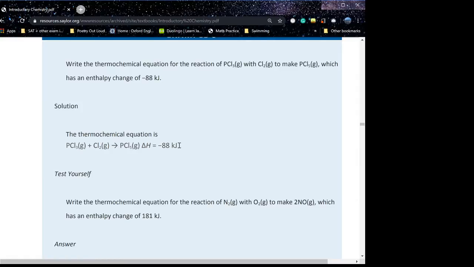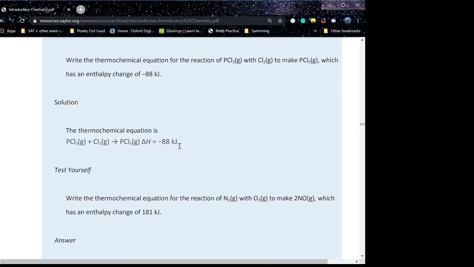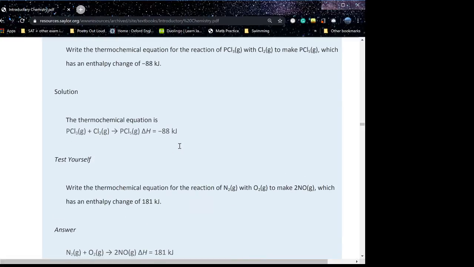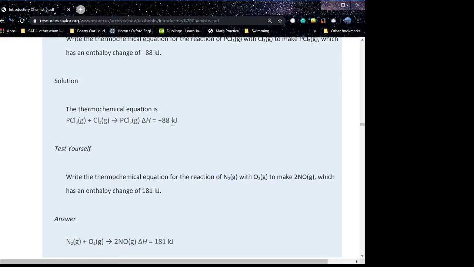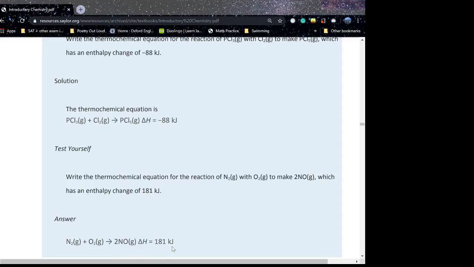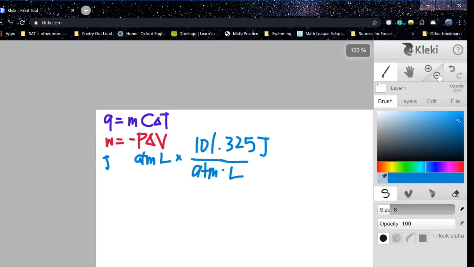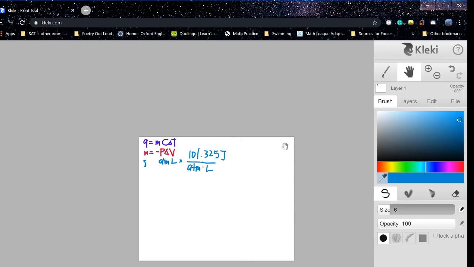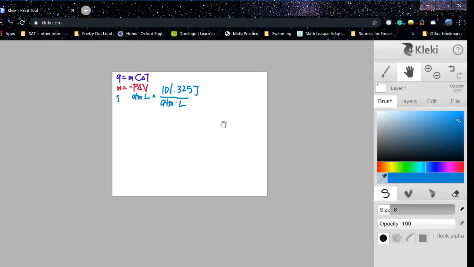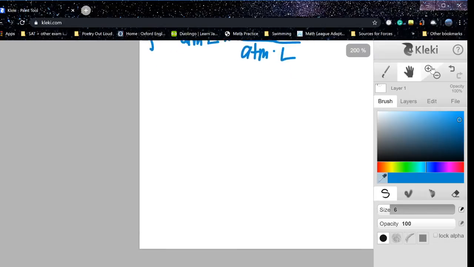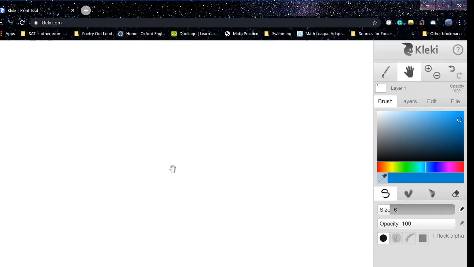If this is negative 88 kilojoules, this may be easier to explain when we've taken a look at how the bonds are working in this scenario. So let's go back to the canvas and take a look. Let's just move to another corner of this small piece of paper.